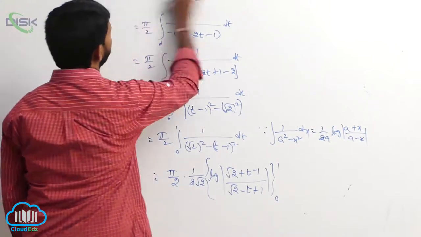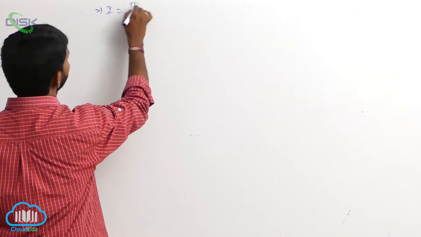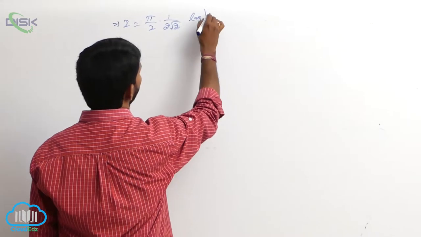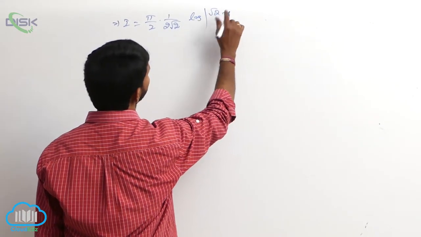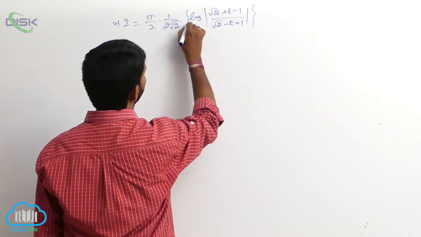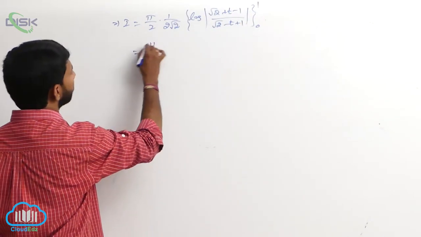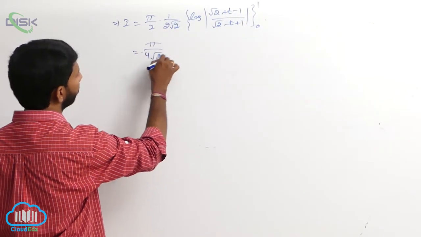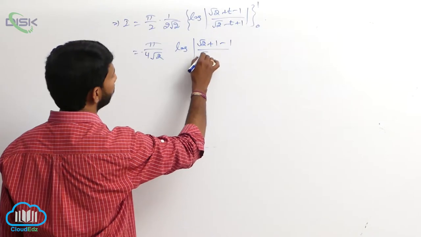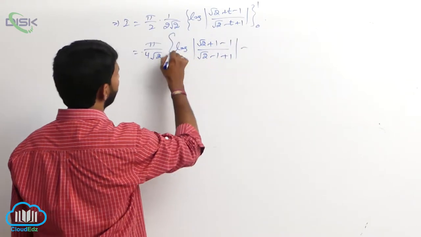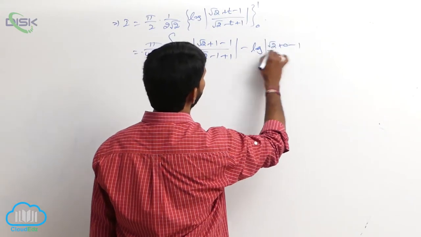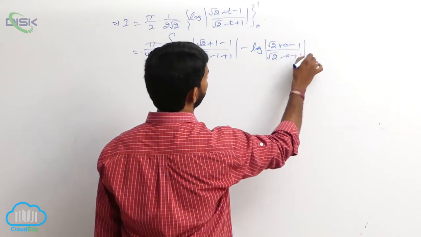Substitute upper limit and lower limit. I is equal to pi by 2 into 1 by 2 root 2 into log mod of root 2 plus t minus 1 by root 2 minus t plus 1, of limits 0 to 1. It is pi by 4 root 2 into, substitute upper limit, there is root 2 plus 1 minus 1 by root 2 minus 1 plus 1, minus log mod of root 2 plus 0 minus 1 by root 2 minus 0 plus 1.